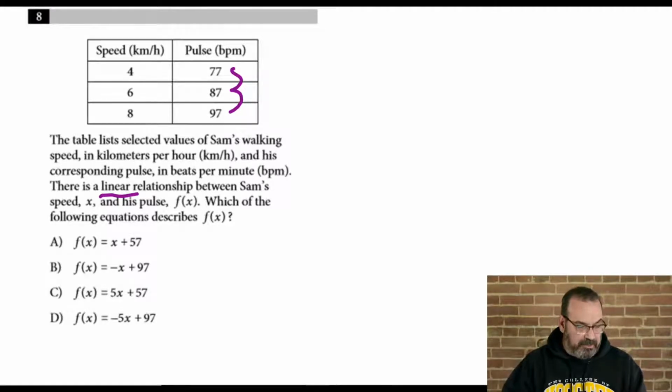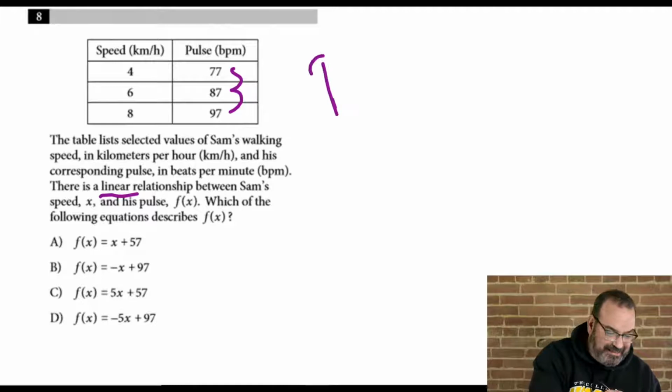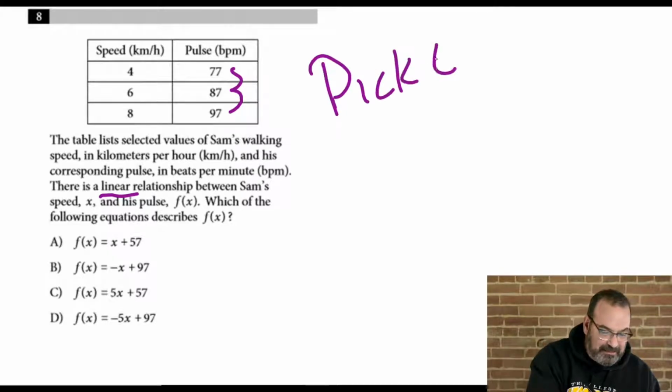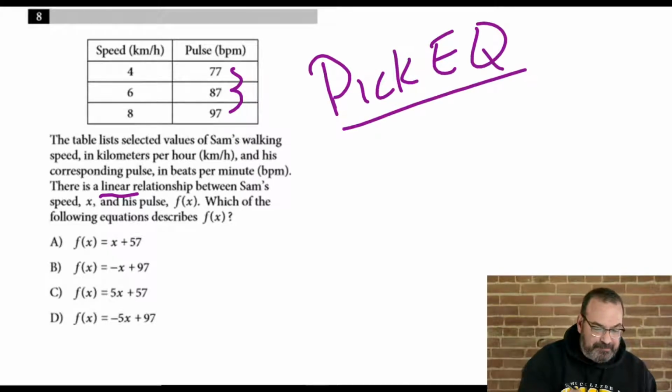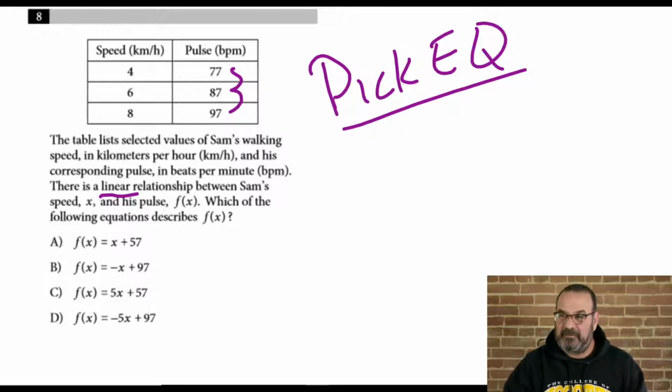I used to call this pick a Q. Pick an equation. Pick a Q. Get it? That's really bad. That was a really bad name. It was a bad name then. It's a bad name now.